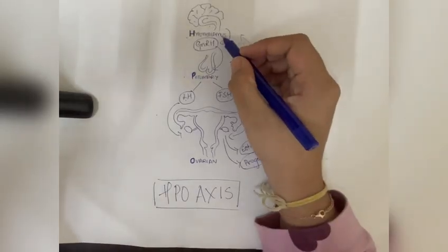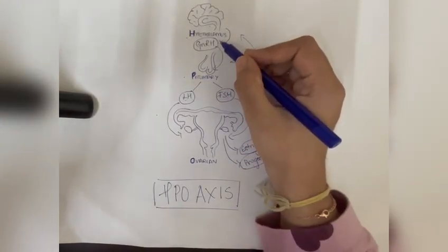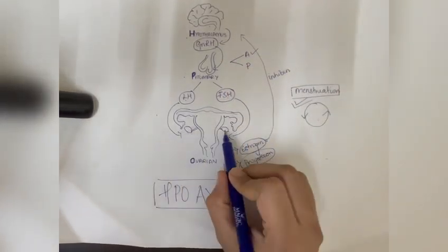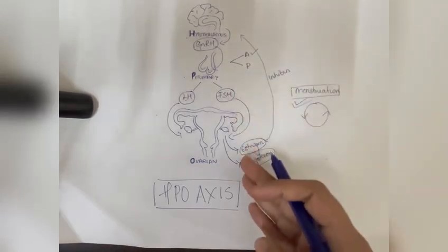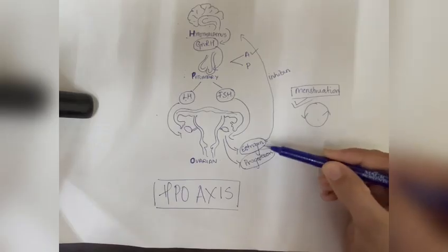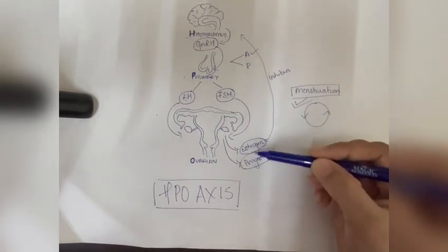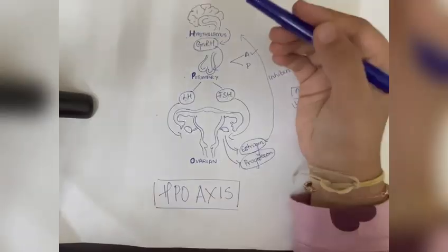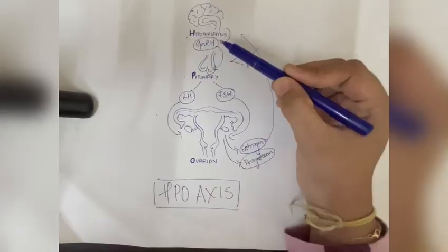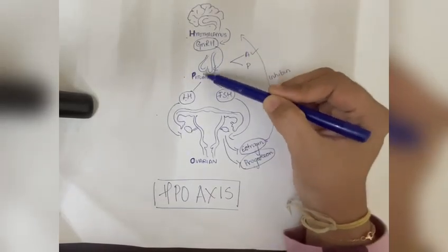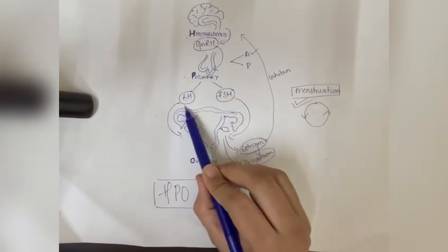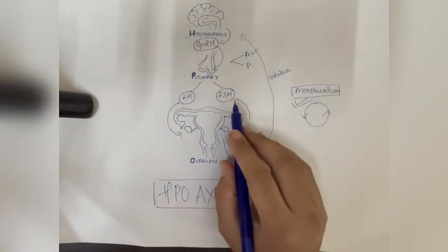So as I told you, the hypothalamus will release a hormone called gonadotrophin releasing hormone. As you know, ovaries are the gonads which are present in the female. In these ovaries there are estrogen and progesterone. These are called gonadotrophins. For these to be released, there is a bigger hormone released from the hypothalamus called gonadotrophin releasing hormone. This hormone acts on the anterior pituitary, and the anterior pituitary releases two hormones, that is luteinizing hormone and follicle stimulating hormone.